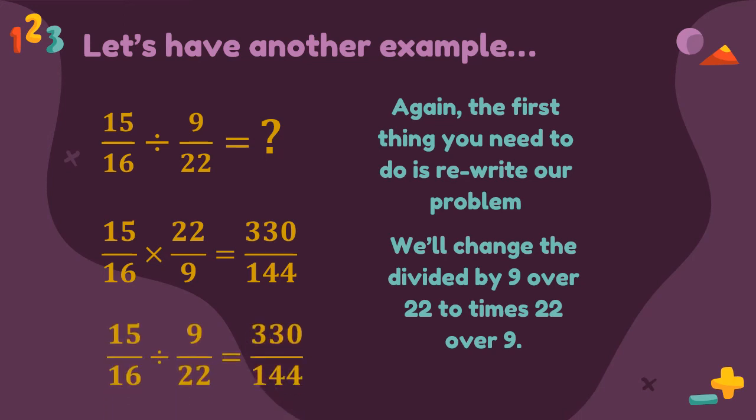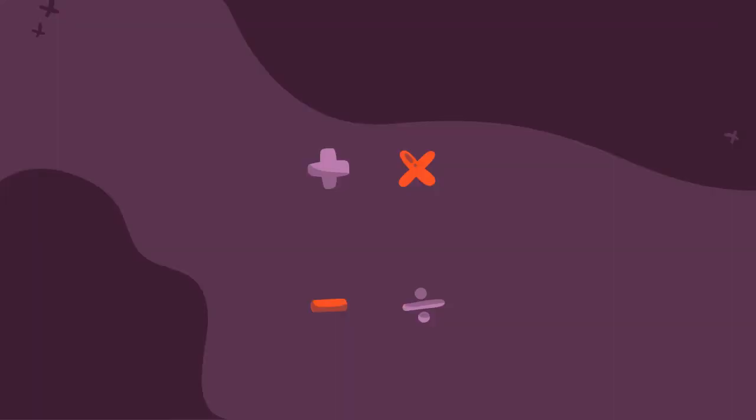Let's see here. On the top, we have 15 times 22, which is equal to 330, and on the bottom we have 16 times 9, which is equal to 144. So the answer to our division problem is 330 over 144. Of course, that could be simplified for our final answer on a test, but we cover simplifying fractions in another video. Alright, that's how you divide fractions. You just multiply by the reciprocal and you'll have the answer.